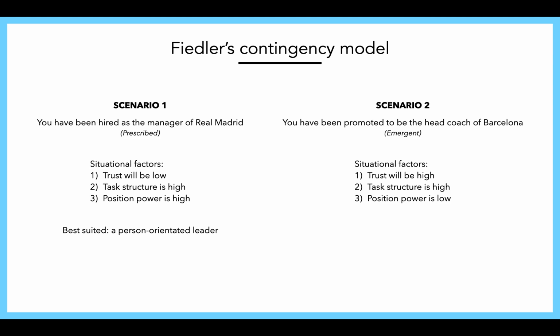In this situation, a task-orientated leader would be best. The trust is already there. You're just going in to win football matches. You don't have all the power. You just get your players and you have a task in hand. Win matches. Play the Barcelona way. Win the league. So in that situation, it's task-orientated. And there are many other examples I could give.